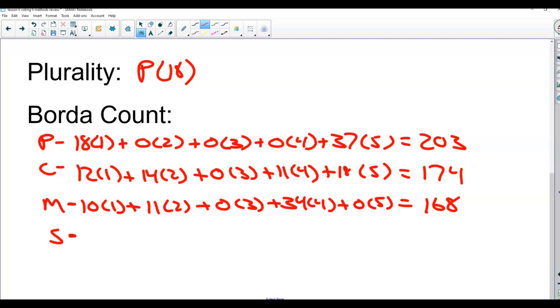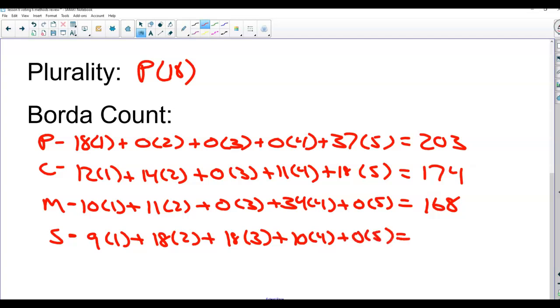Sprite, or S, I should say, these all represent sodas, has 9 first place votes. The S has 18 second place votes. S is in third place in column 2, 5, and 6. So it has 18 third place votes as well. S is in 4th place in the 3rd column. So it has 10 4th place votes and it has 0 5th place votes. When you add that up, you get 139.